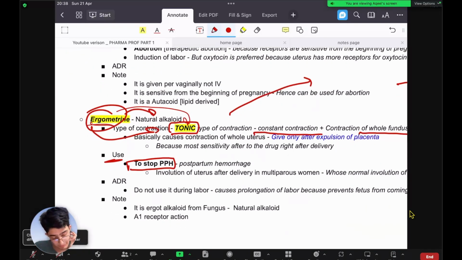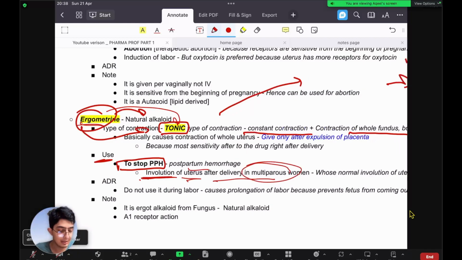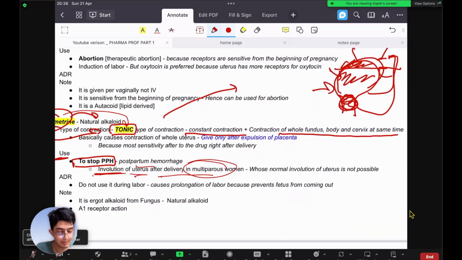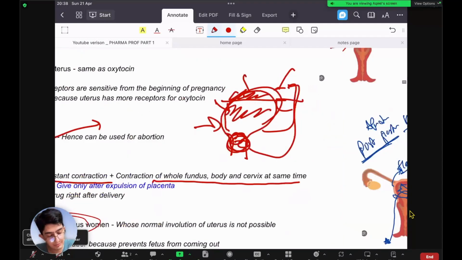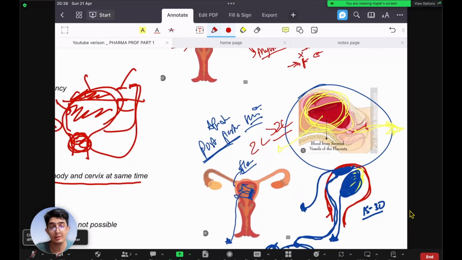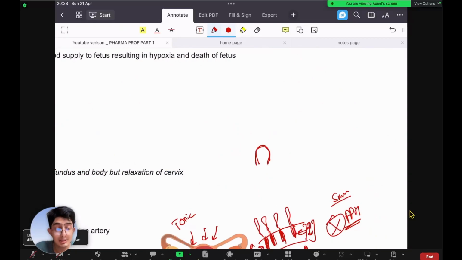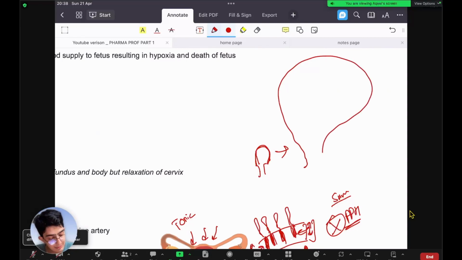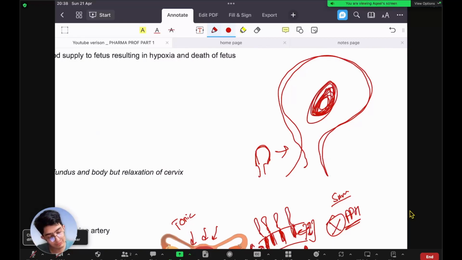Now, another use of ergometrine is to increase the involution of the uterus after delivery in multiparous women, right? So what is involution of the uterus? Basically what happens is, in a normal woman, the uterus is this small. But as the woman is pregnant, as the baby grows within the abdomen, the uterus becomes very enlarged, I don't know how many times, more than 10-20 times, I guess. It becomes very big. So you can see the tummy, right? So after the delivery, there was the baby here.